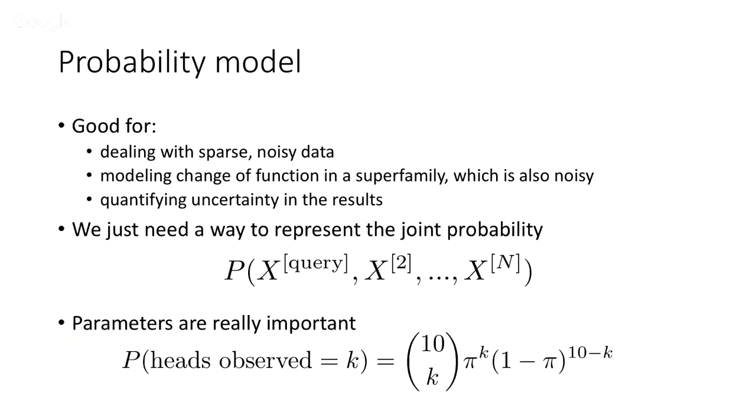However, note that parameters are really important. Here we have a model for the number of heads observed when you flip a coin 10 times. And we present that probability in analytical form right here with a parameter pi. If pi is 0.5, then the probabilities you get are what you'd expect from flipping a fair coin. However, if pi was 0.99, then what this model would actually say is that the most likely sequence of flipping a coin 10 times would be seeing all heads every time. So it's really important how you set your parameters.